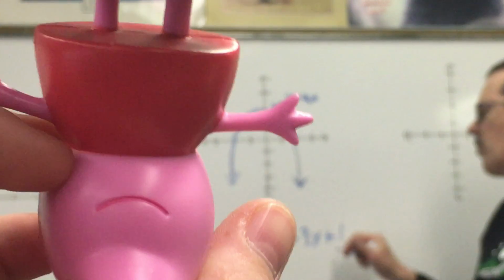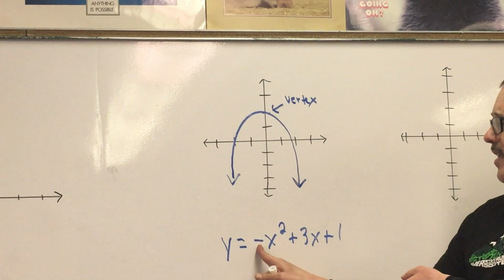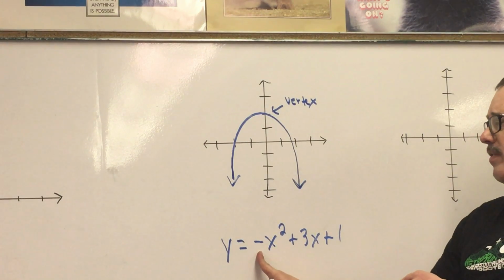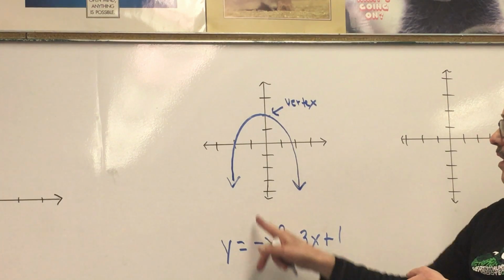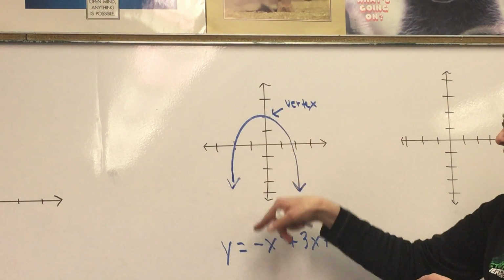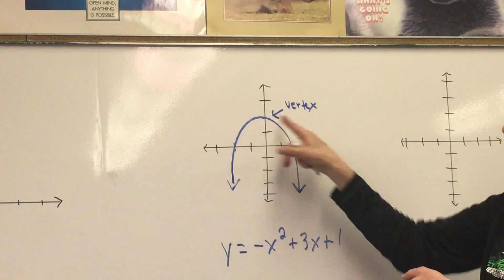This is not exactly the right one for this, but do you see this negative here? Whenever you see a negative, right where the A goes, that means it's going to be a frown face. It's going to be upside down. It means Peppa is having a bad day.